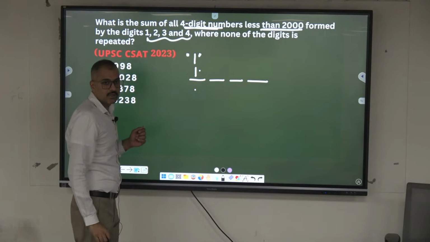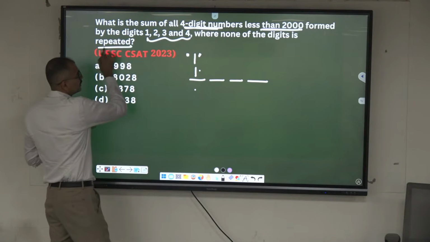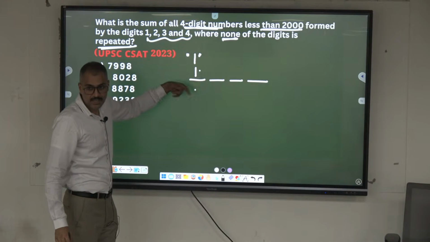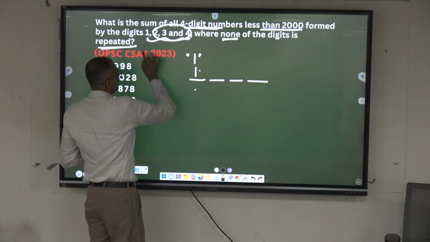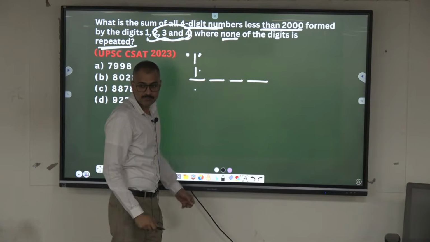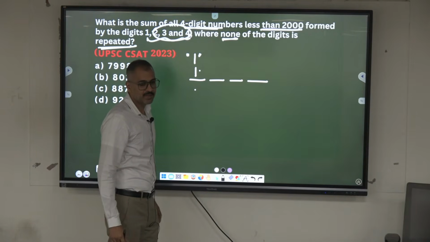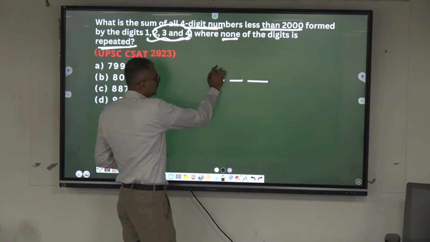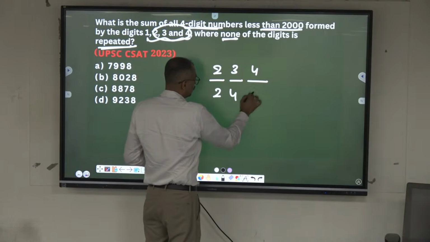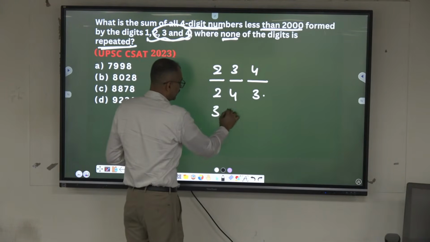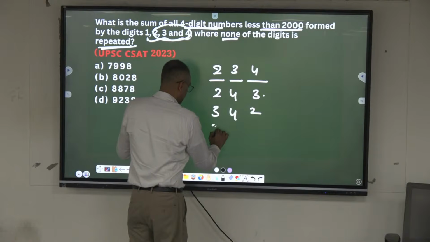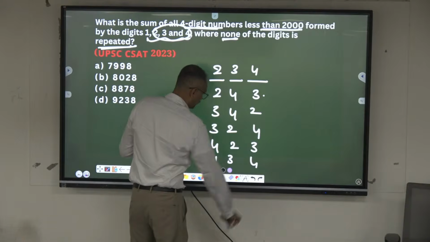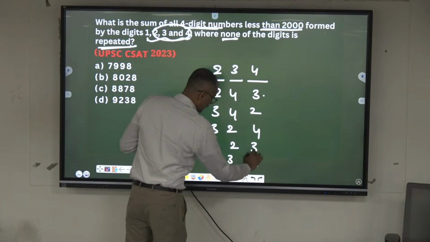And also he says none of the digits are repeated, without repetition. Already I have placed 1 here. It can't repeat. How many digits are there? 3. How many different ways can you arrange these digits? Forget about this 1, anyway you have 1 in common. What remains is 2, 3, 4. 2, 4, 3. Then 342, 324, 423, 434, 432. Okay, isn't it?